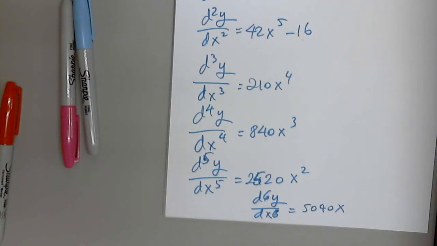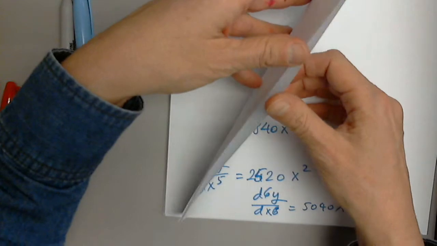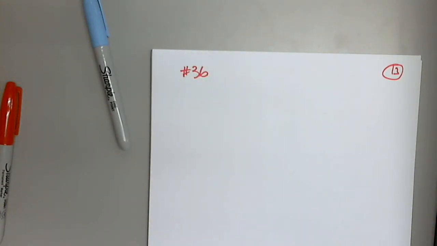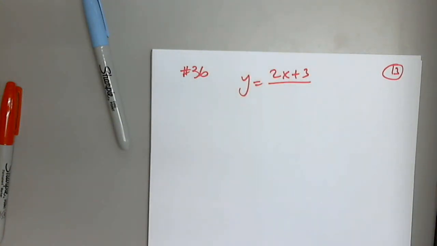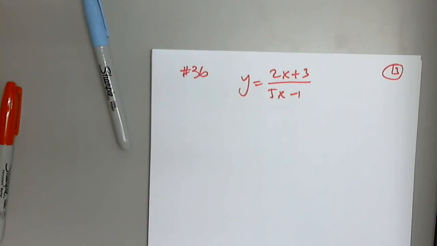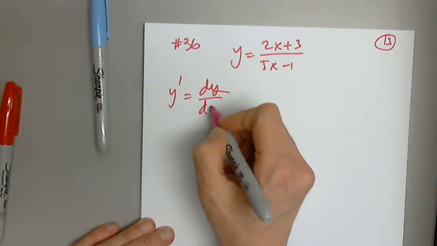So are we okay with the difference quotient? Yes. Can we do 36 on page 172? Yes, 36. y equals 2x plus 3 divided by 5x minus 1. Let's see what they want. For this one, they want the second derivative. There is no way we can determine the second derivative without determining the first one. So either you write y prime or dy over dx. It's up to you.